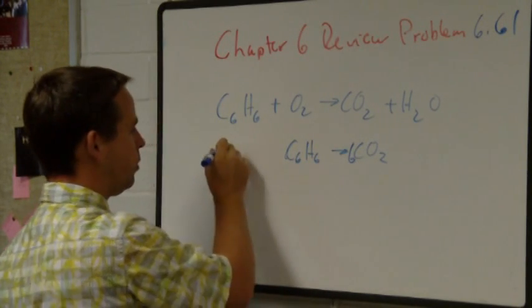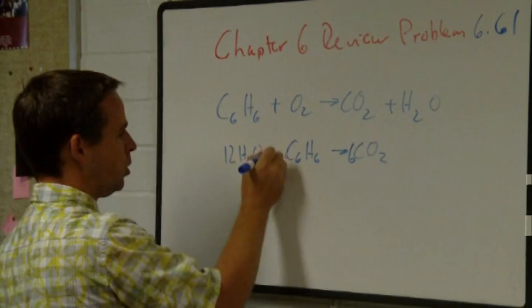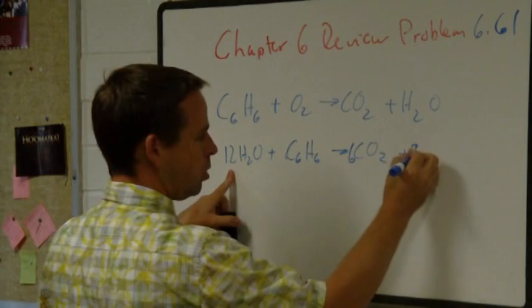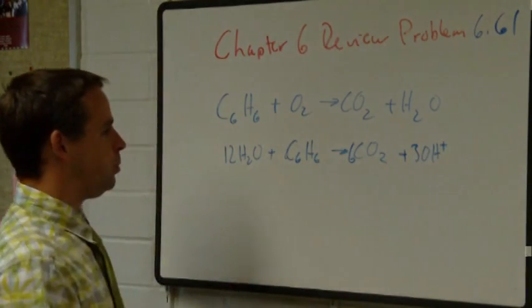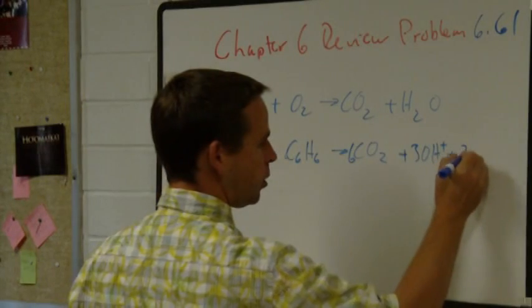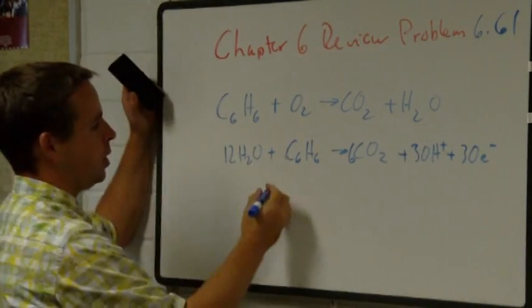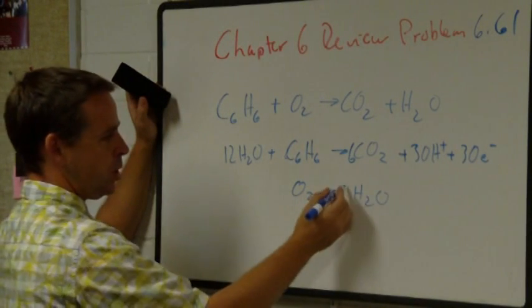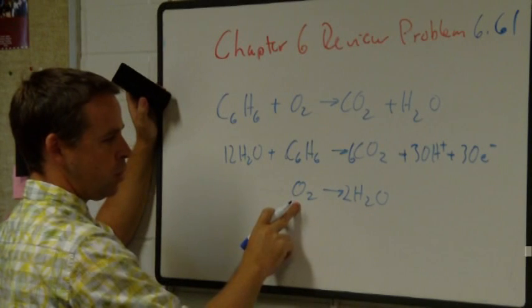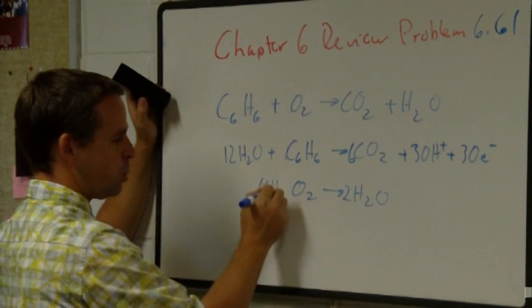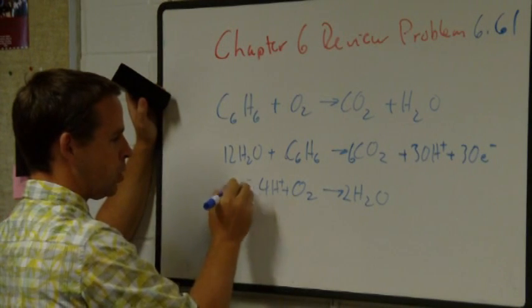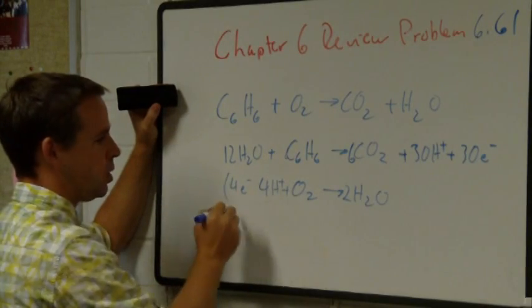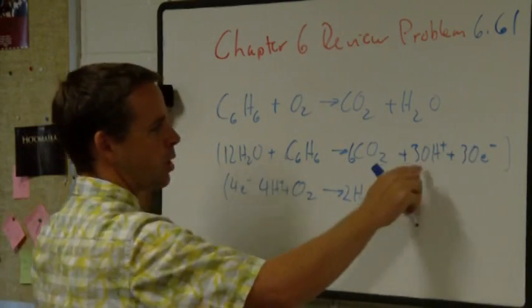Now we need 12 water molecules over here. And now we need 24 plus 6, 30 H pluses over here. And that's going to require 30 electrons over there. All right, the other one, we have oxygen gas going to water. We need 2 waters on the right because we have 2 oxygens here. And then we need 4 H pluses here. And we need 4 electrons there. All right, so 4 electrons here, 30 electrons here.